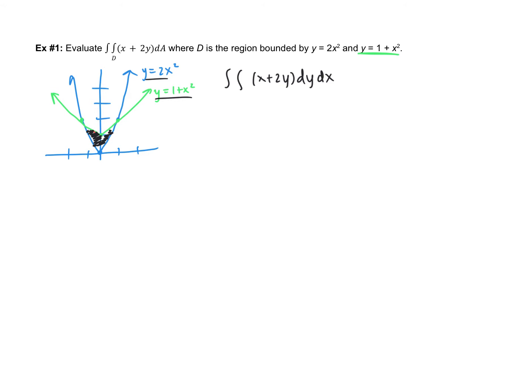In this case, though, if I go vertically, my lower bound and upper bound always stay the same, hence why we would integrate with respect to y first, the change in the vertical direction. So the lower bound is going to be our blue function, our 2x squared. Our upper bound for y is going to be the upper function, the 1 plus x squared. And then for x, we go to the leftmost point for x, the rightmost point, which is -1 to 1.